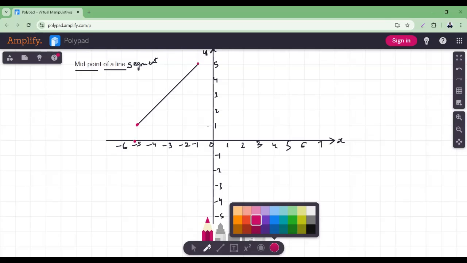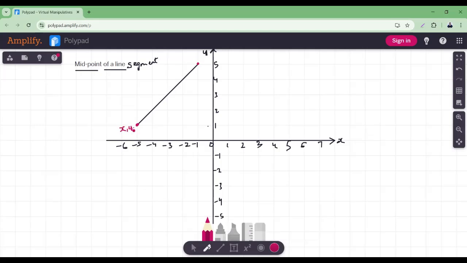Let's give this point the name x1, y1. The other one is x2, y2. We know the end points of these two. Now, I am going to draw perpendicular lines to the bottom. And let's say this is the midpoint.